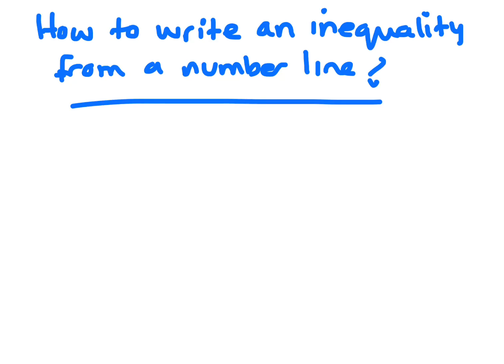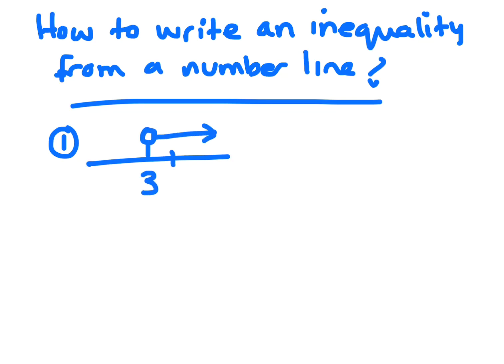I'm just going to run through how to write an inequality from a number line. Say this was 3 and it was an open circle and the arrow was pointing that way. There's 4 and there's 2 there. When you're looking at all the numbers that are bigger than 3, you're looking at all the numbers there, but they're not equal to 3. That's why that's an open circle there.